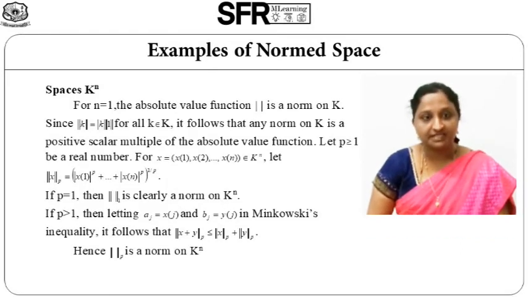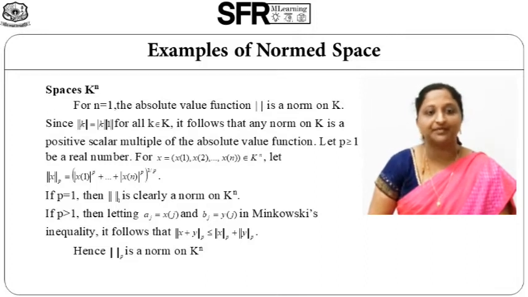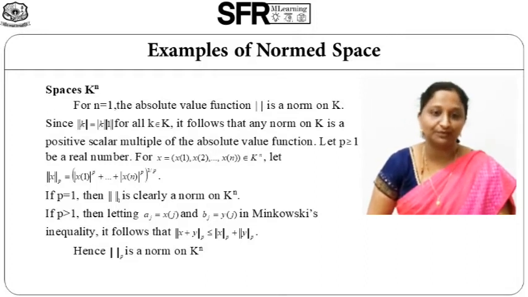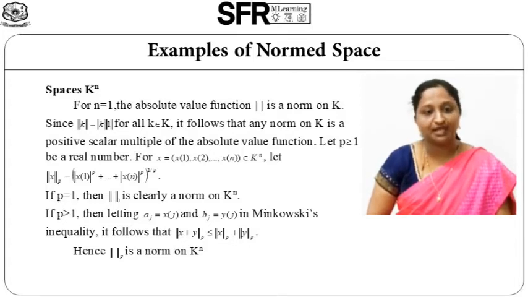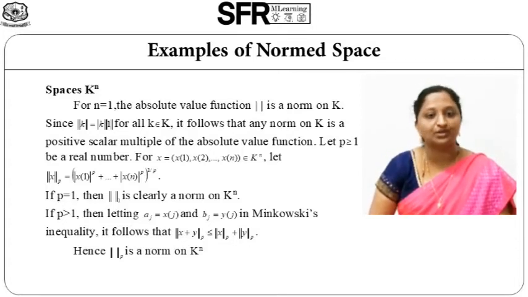Examples of norm spaces. The first one is the space K power n. For n equal to 1, the absolute value function is a norm on K. Since norm k equals modulus of k into norm 1 for all k belongs to K, it follows that any norm on K is a positive scalar multiple of the absolute value function.